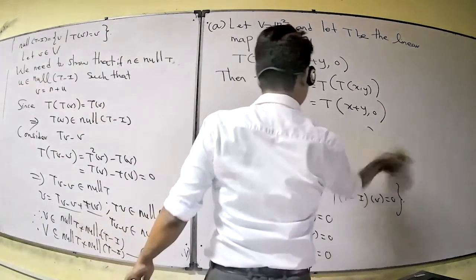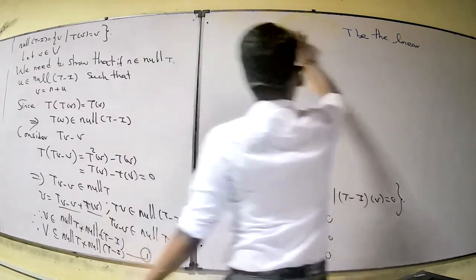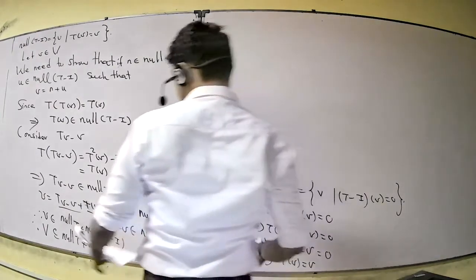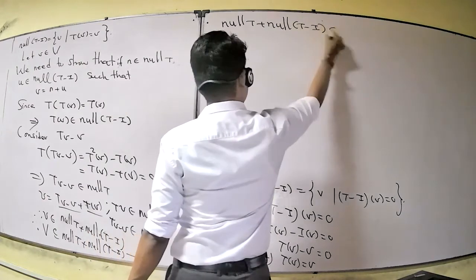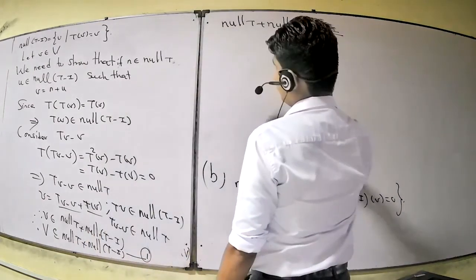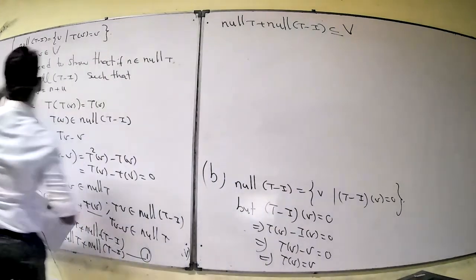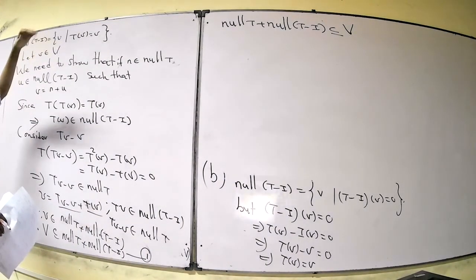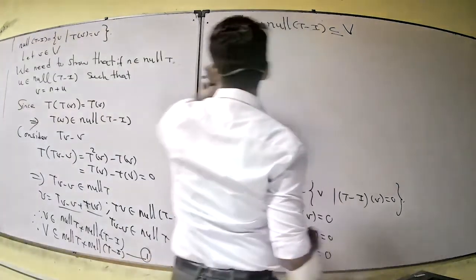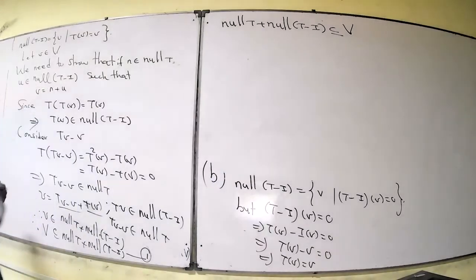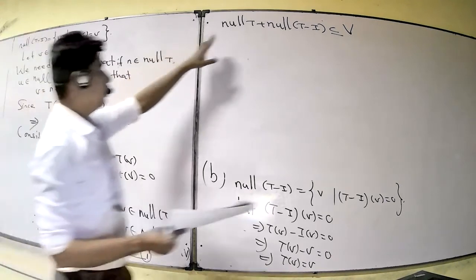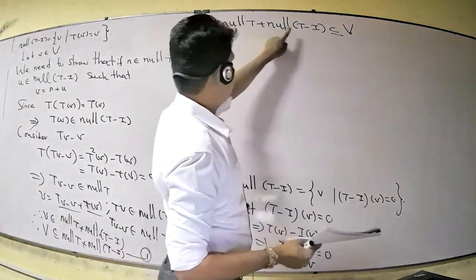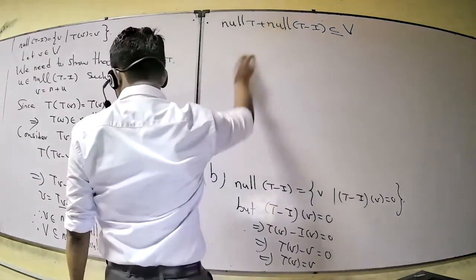Obviously, this condition is satisfied. That means null of T plus null of T minus I is a subset of B. Because null of T minus I belongs to B, and null of T is a mapping from B to B, so this null of T is also a subset of B. Therefore, null of T plus null of T minus I is also a subset of B. This is clearly true.